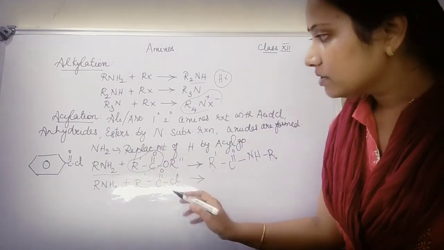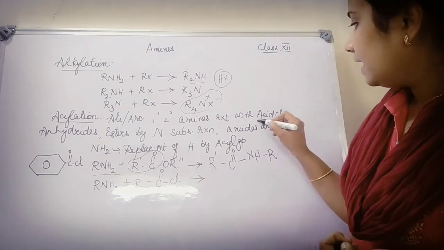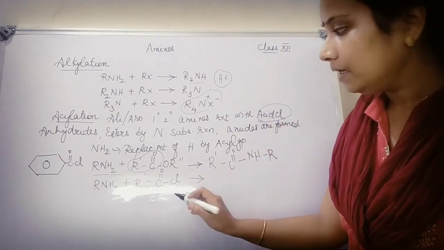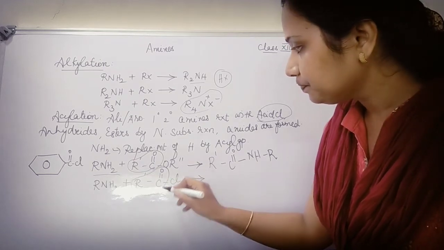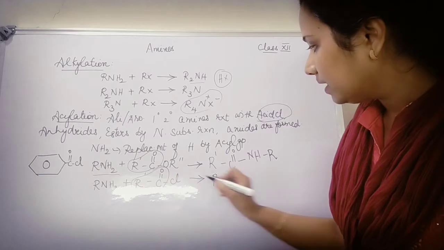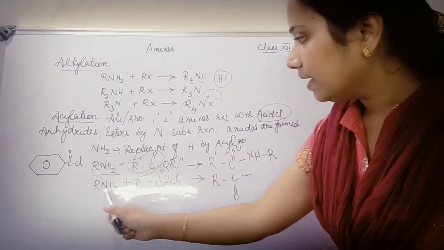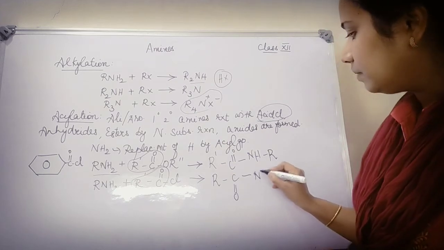Now the second reaction, I have a primary amine. Here I have the reaction with acid chloride. So what happens here? I am starting with R, C double bond O, and RNH I have to write back.